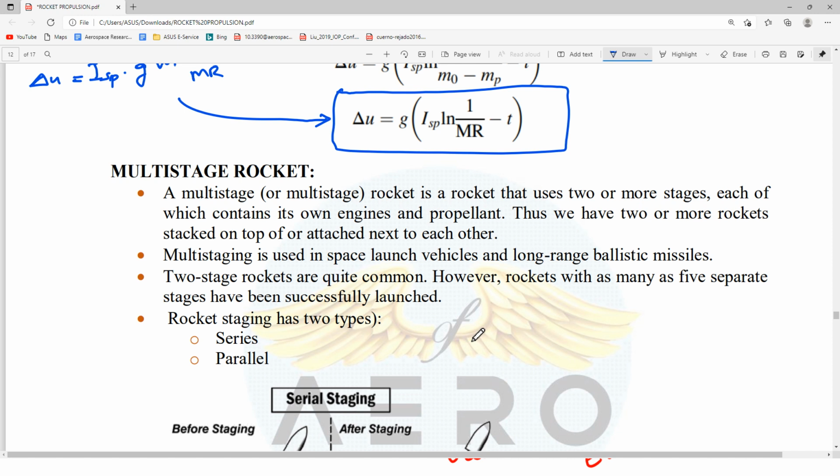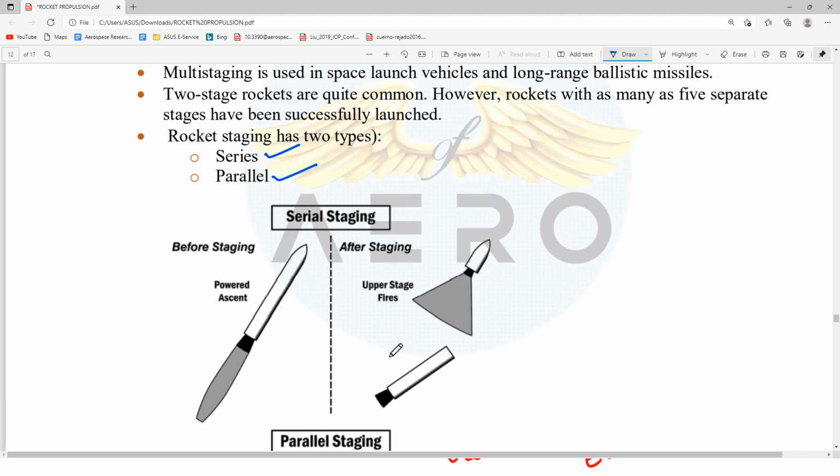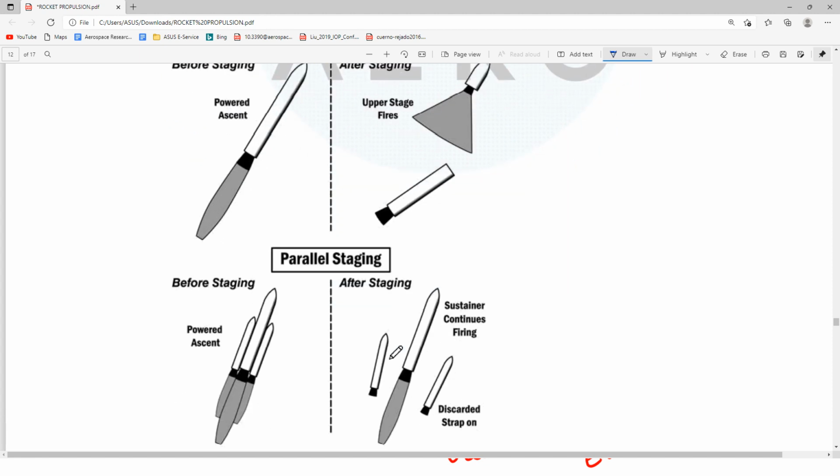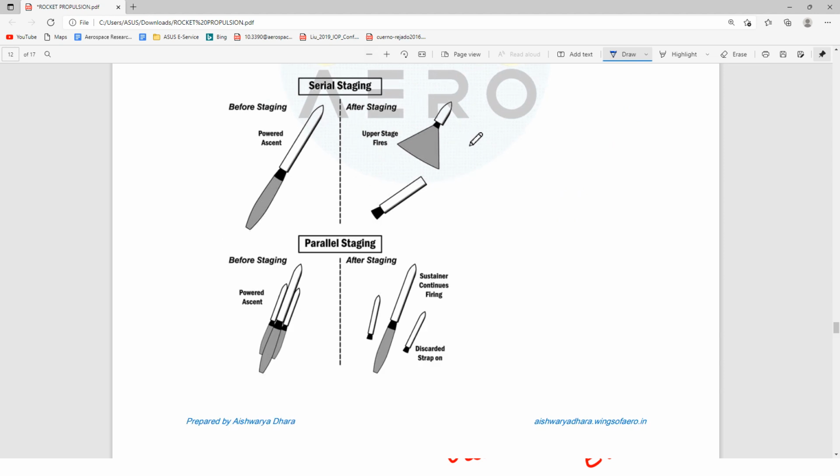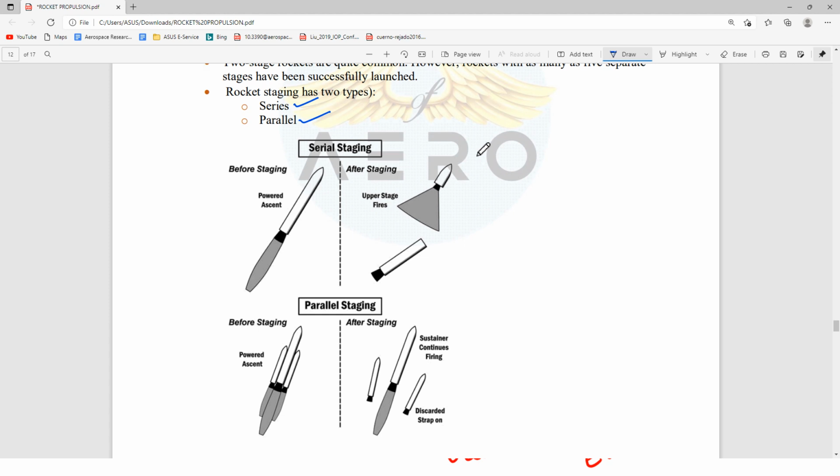To understand the propellant, how are you going to align it in the form of series or parallel? There are two ways of putting it together: one is series and one is parallel. You can see what that means by series. There are two beautiful figures in front of you. I hope that will give you a clear insight, right?